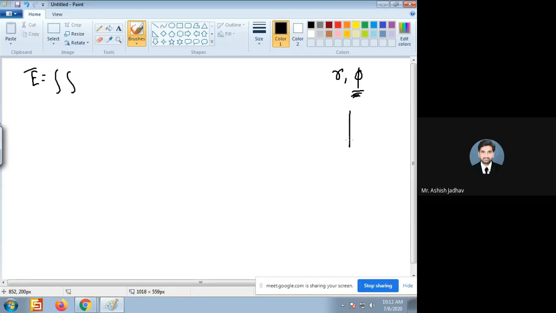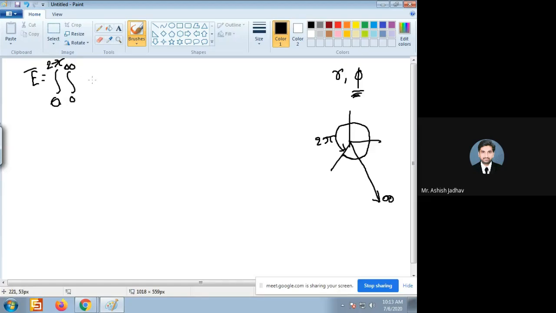Phi is the angle measured from the x-axis, right? So this phi would start from 0 and end at 2 pi. So limits of this phi will be 0 to 2 pi. And what are the limits of r? Limit of r will start from 0 and end at infinity. So I can write the limits 0 to infinity, right?